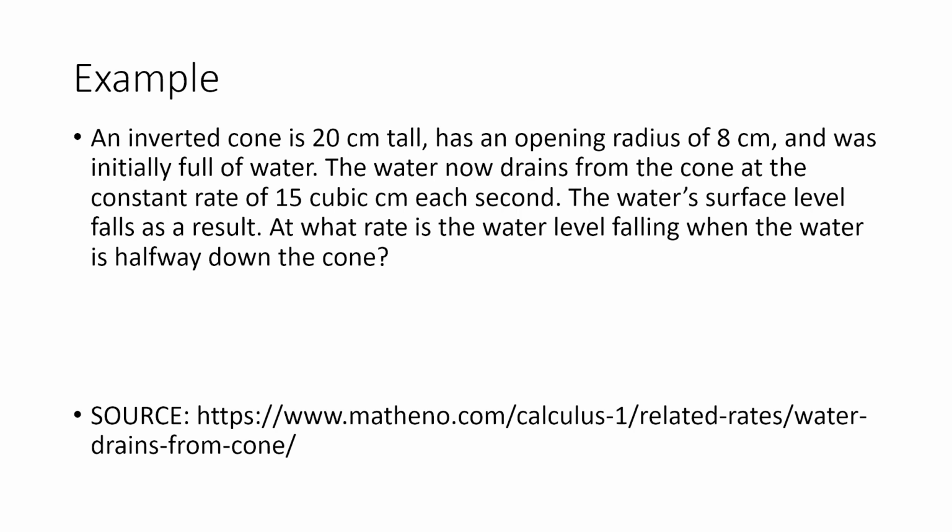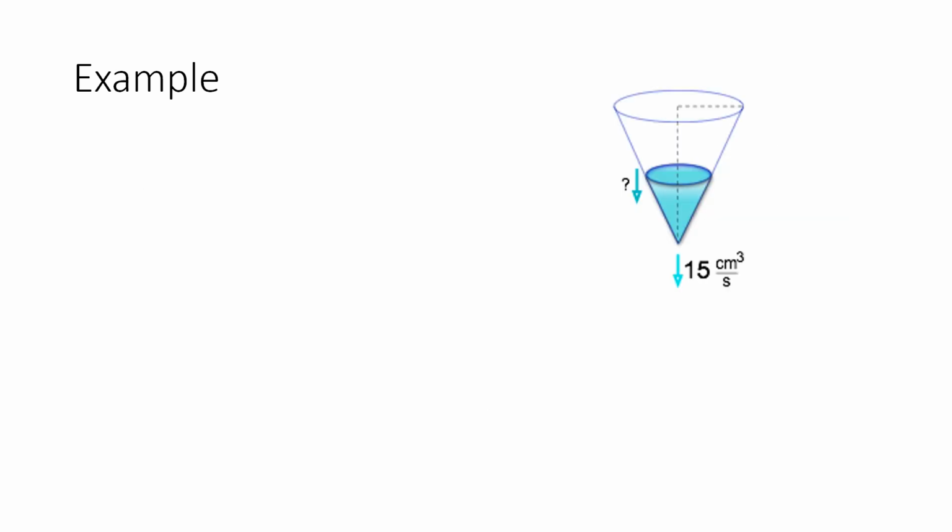So the very first thing I'm going to do is to try to draw a picture of this. I'm going to imagine in my mind a cone first of all, water leaving the cone, and then I'm going to do my best to sketch a picture of it. Here's a picture of the cone. I've got a cone, I've got water in it, water is leaving the cone. You can see these arrows indicating for me that the water is going down. I've got water coming out of the cone at a constant rate of 15 cubic centimeters per second.